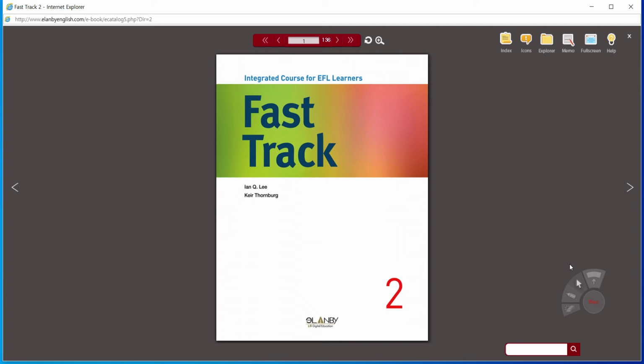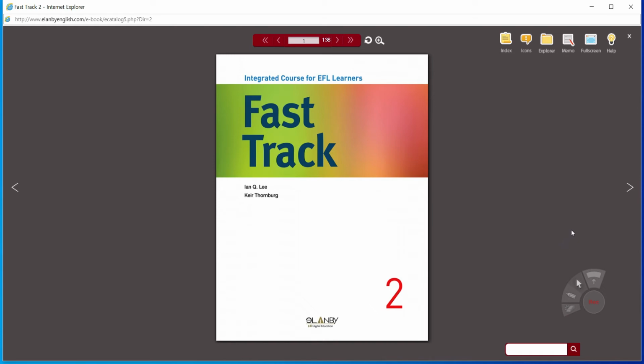For today's lecture, I will be using the Fast Track 2 ebook. I assume most of you have your Fast Track 2 textbooks. If not, they are available at the bookstore. If you would like to use the screen today, that's fine, but this probably works better with your own textbook, so you can get that. I'll be referring to the textbook pages throughout the lesson.